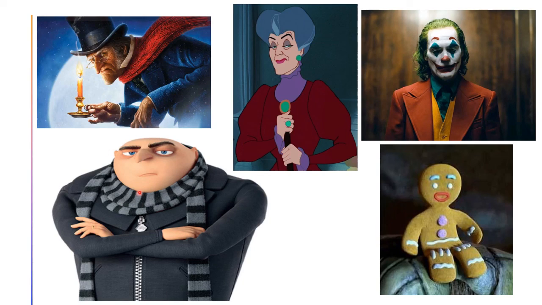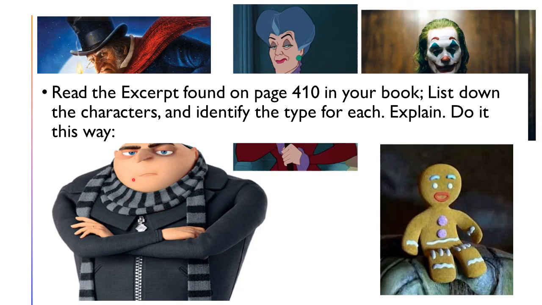And Gru here is a round character. Now, why is Gru considered a round character? Because just like what we knew earlier, he was this evil man before. So he has his mean and selfish sides. But then we can also see his softer sides when it comes to his daughters. So that's why he is a round character. Now, I hope that is clear to you.